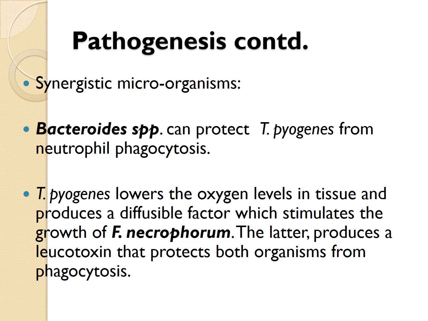T. pyogenes can act synergistically with anaerobes. T. pyogenes uses oxygen, so it lowers the oxygen levels in tissues, which makes it a more suitable environment for anaerobes. Anaerobes, such as Bacteroides species, can protect T. pyogenes from neutrophil phagocytosis. T. pyogenes also produces a factor that enhances the growth of Fusobacterium necrophorum, while Fusobacterium necrophorum produces leukotoxin that protects both organisms from phagocytosis.